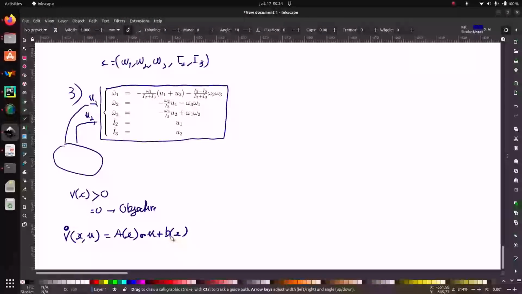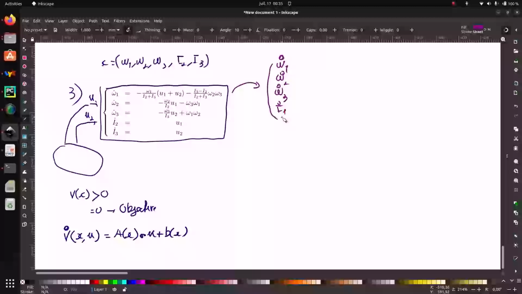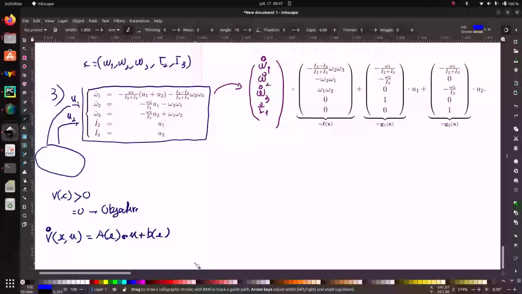So in fact, what we usually do if we want to use symbolic computation is to rewrite this in what we call an affine form. So I mean the derivative will be omega dot 1, omega dot 2, omega dot 3, e dot 2, e dot 3. So I have rewritten this. I get this, where here I have u1 and u2, and I can recognize the correspondence between this and that.